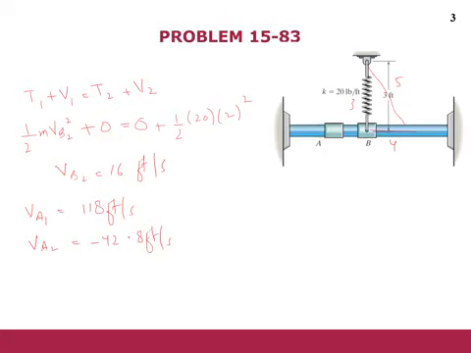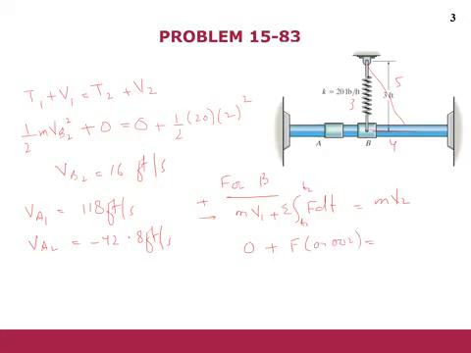Now finally we have to find the force. For collar B, we can apply the impulse and momentum equation. So with this as our positive direction, we have mv1 plus the sum of all the impulses from time t1 to t2 equals mv2, right? For collar B, it has initial momentum 0 plus the force which is applied for the time 0.002, right? And this is the final momentum of collar B.